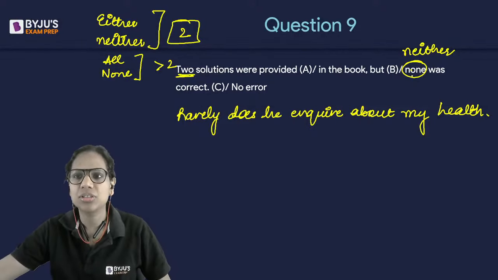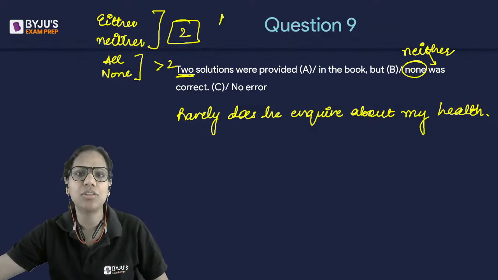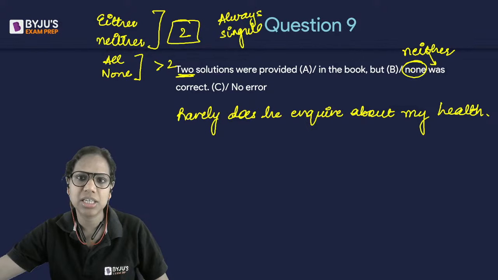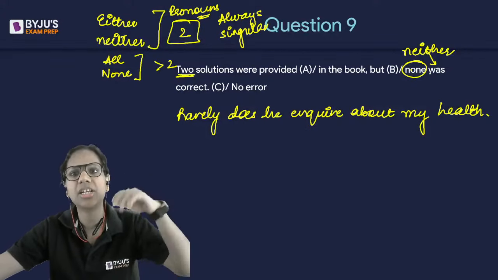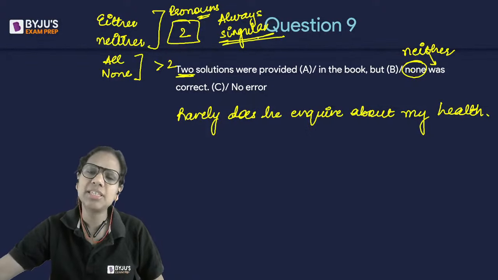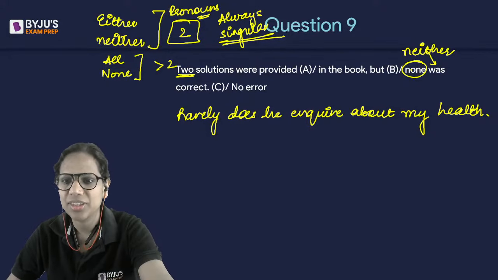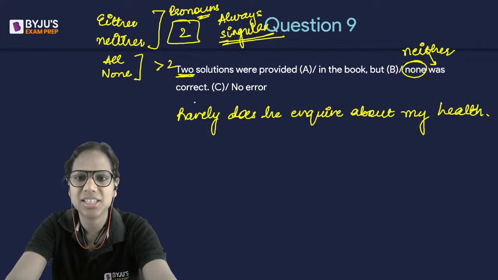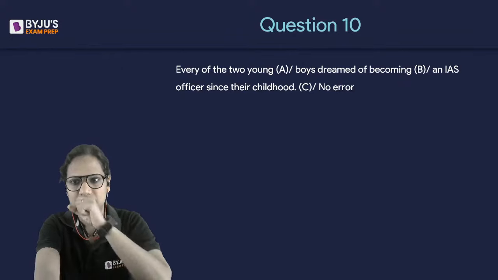Okay. So neither was correct. Was is fine with neither. Either and neither are always singular. As pronouns, when they are used as pronouns, तो यहाँ पर ये pronoun ही है ना. Neither what? Neither solution. So neither refers to solution, right? So it's a pronoun. So as pronouns, they are always singular. So neither was correct. Hope this is clear. C is the answer. Okay. Let's come to the 10th question. What do you say?